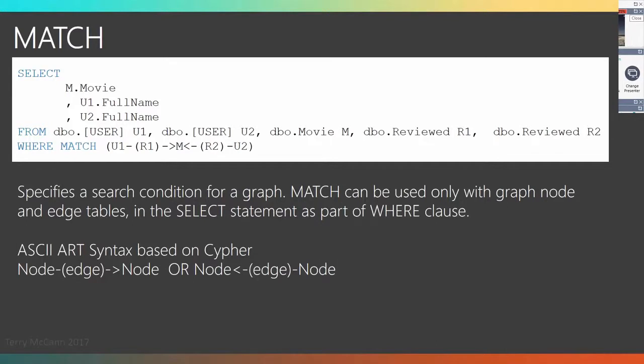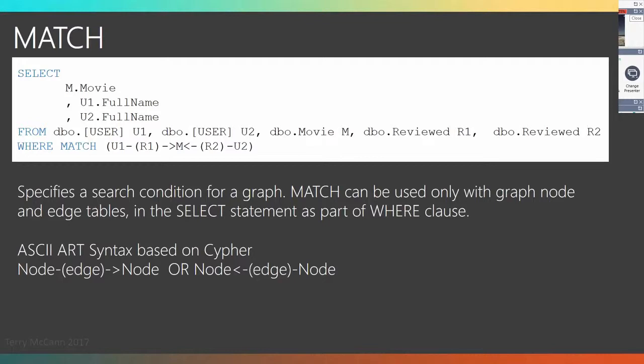Because with graph processing, we don't have the sort of ANSI 92 standards of joining tables. We're not saying I want to do an inner join to this table on this equal to this, inner join this on this. We are back to our sort of ANSI 89 standards, the original Oracle way of writing a series of tables. So I want to select this table, comma, this table, comma, this table, comma, this table. But remember, these aren't tables. These are nodes and their edges.